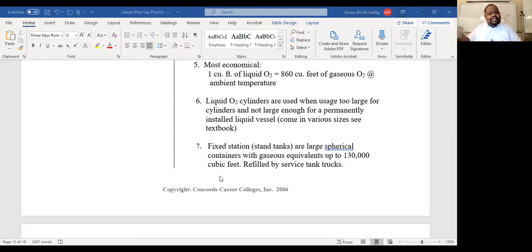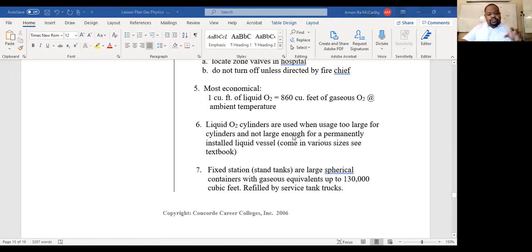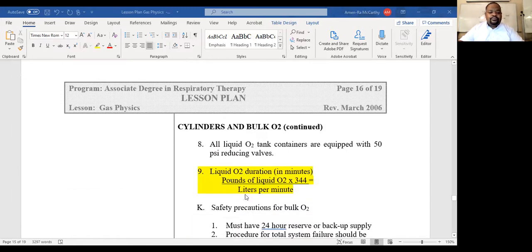I can fill that up and last for forever. That's why it's more economical. Okay? So the liquid O2 cylinders, we can use those when the job is not big enough for a fixed station, but too big for a little E-tank of liquid. And then the fixed station ones are the ones you see outside of a hospital. And that's what supplies the piping system that is piped into the hospital.